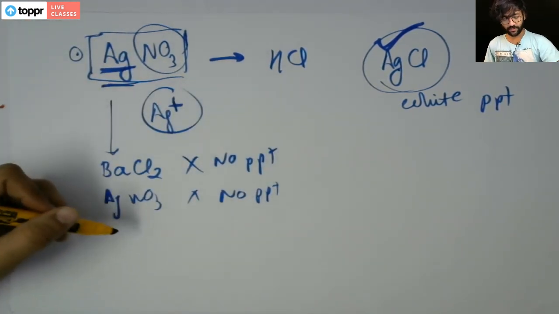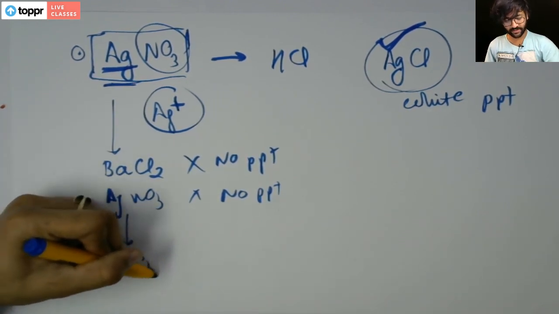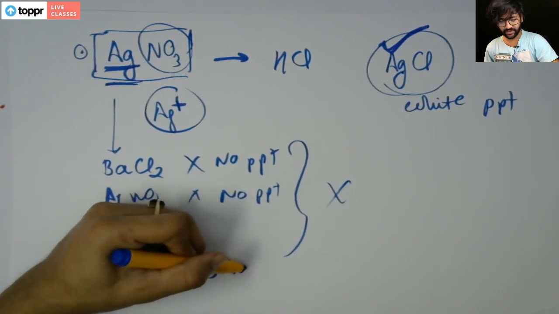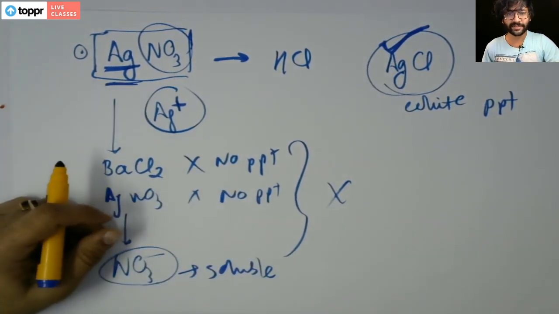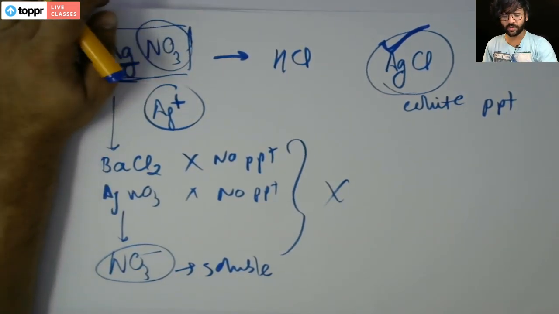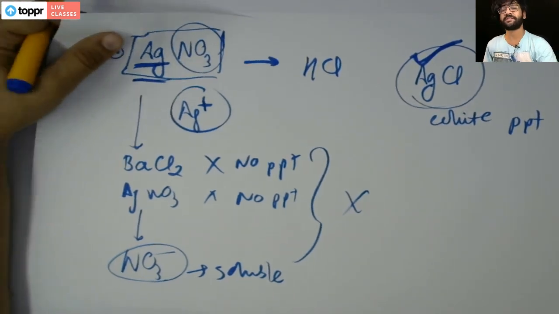Right? So what do? Nothing. This just confirms that it's a nitrate. There are no precipitates. Nitrate is soluble everywhere. As simple as that. Don't worry about it. In exams, they don't ask you difficult questions from this. All you have to remember is the reagents.